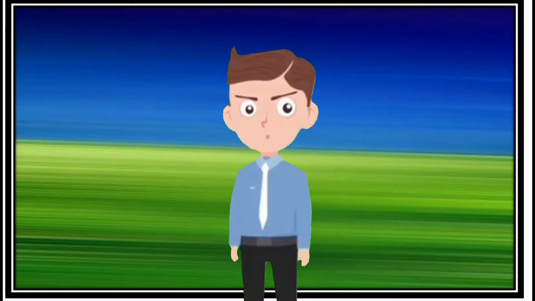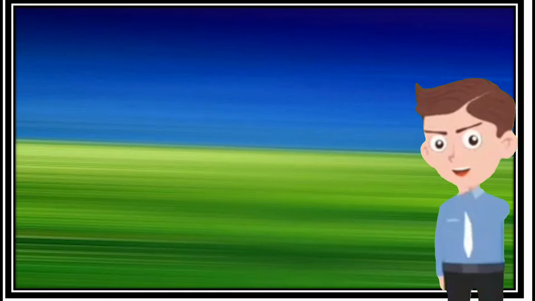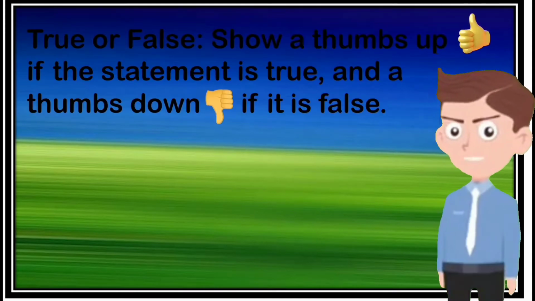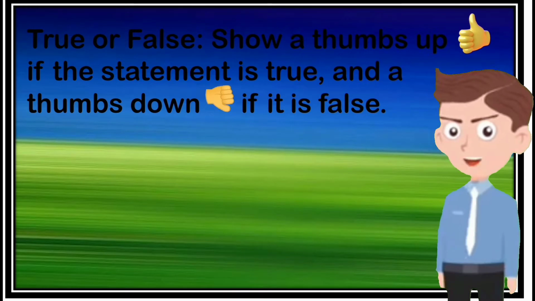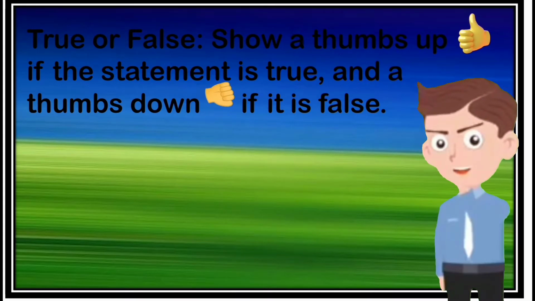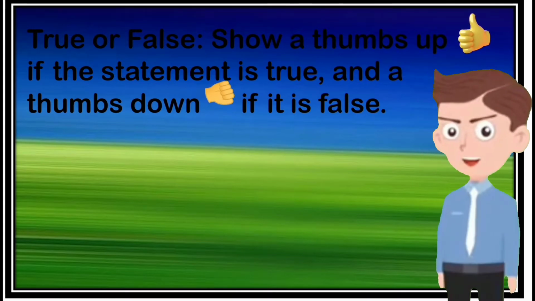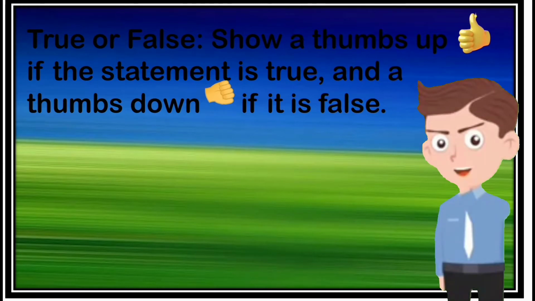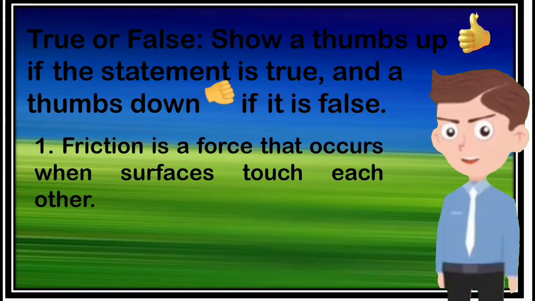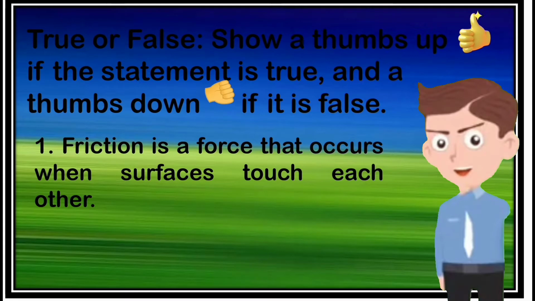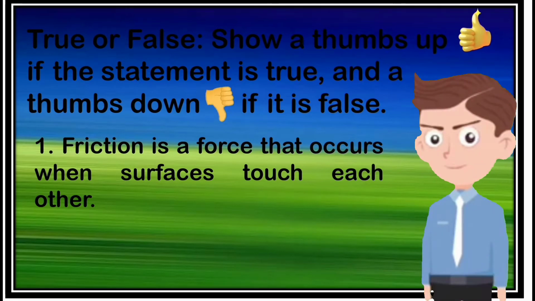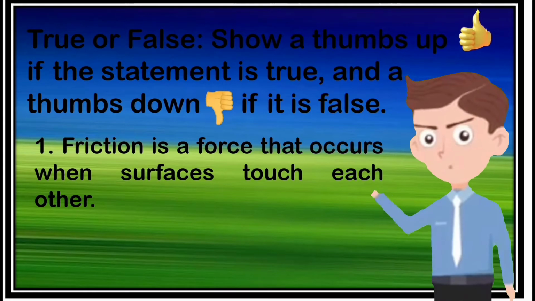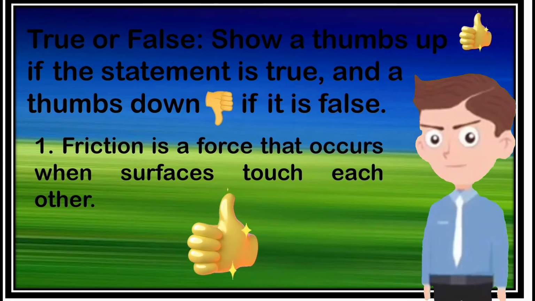Our last lesson was all about friction. So let's have true or false. Show a thumbs up if the statement is true and a thumbs down if it is false. Are you ready? Okay, number 1. Friction is a force that occurs when surfaces touch each other. True or false? The correct answer is true.